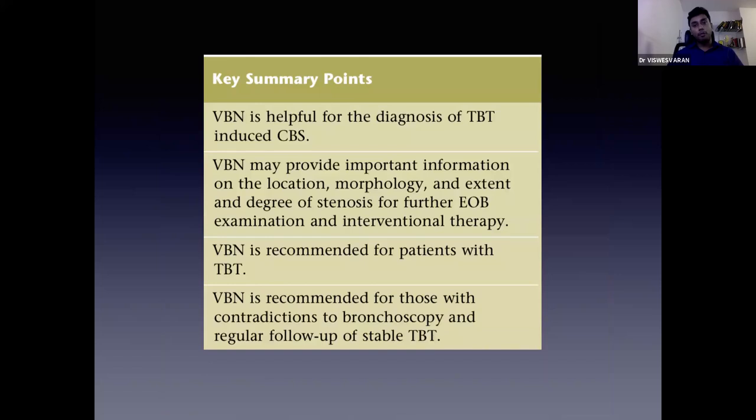So VBN is helpful for diagnosis of tuberculosis stenosis, tuberculosis-induced central bronchial stenosis. It may provide information on the location, morphology, extent, and the degree of stenosis. For further bronchoscopic examination and interventional therapy is recommended for patients with tracheobronchial stenosis, and VBN is recommended for those with contraindications to bronchoscopy and for regular follow-up of patients with tracheobronchial stenosis.